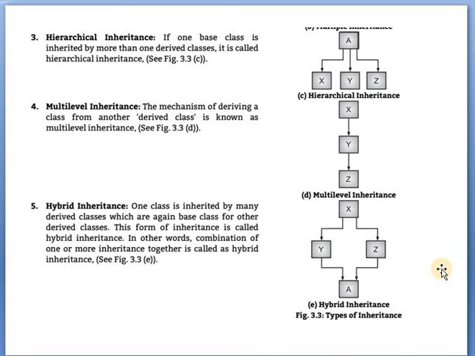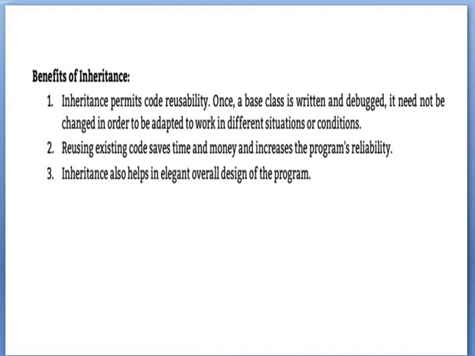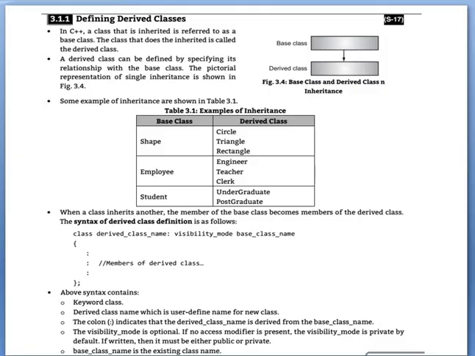We can create a derived class from a base class and also from a derived class. So this gives us five types of inheritance. The first one is single inheritance, next is multiple inheritance, hierarchical inheritance, multi-level inheritance, and the last one is hybrid inheritance. Okay, in the next lecture we will see the benefits of inheritance and defining derived classes, meaning how to define a derived class.